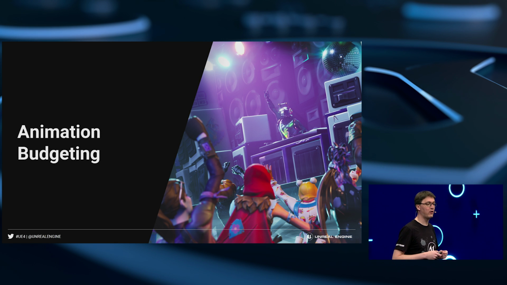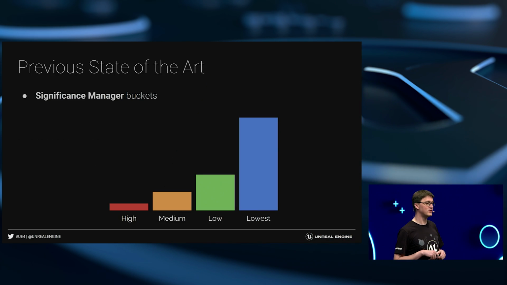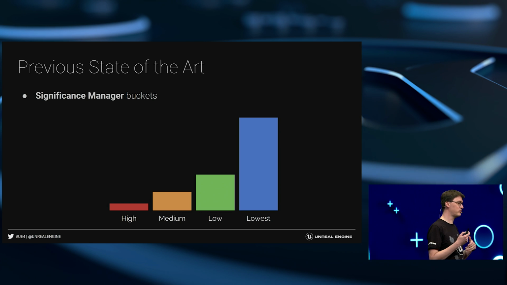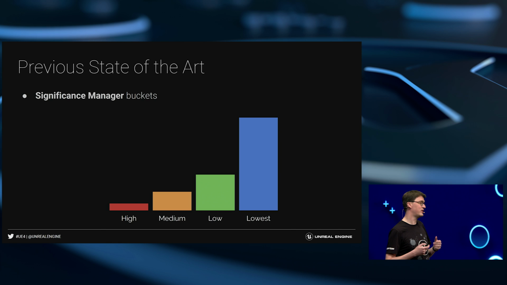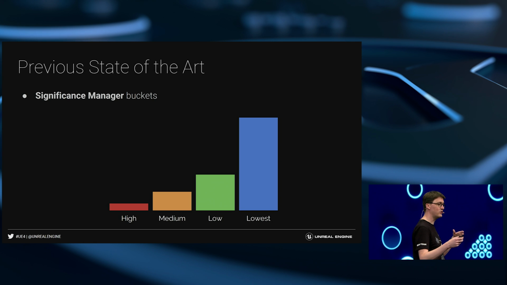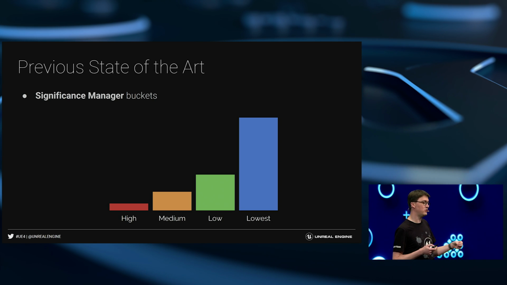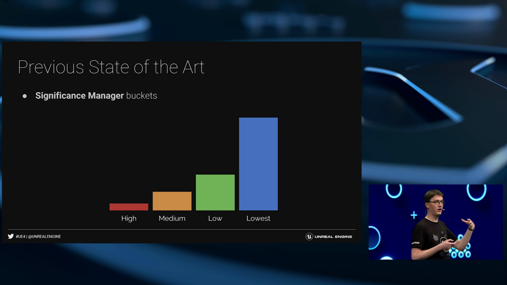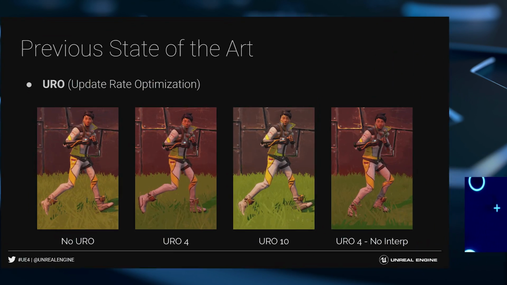OK, the next feature I'm going to talk about is something we call animation budgeting. Last year on this stage, we talked about some of the other things we've been doing to improve and try and manage animation performance in a very dynamic game that's always changing in lots of different situations. So we added something called the Significance Manager last year. The idea here is that you look at all the players that you can see, and you figure out which ones are the most important, and you put them into buckets. And so this prevents you from having too many players that are being run at high quality, even if they're close to you. And the main thing we used to control quality was something called URO, update rate optimization.